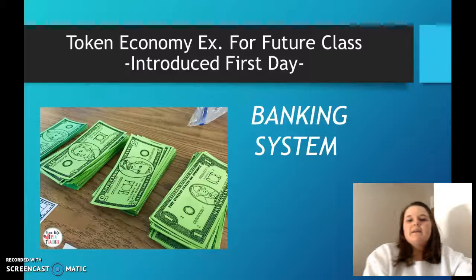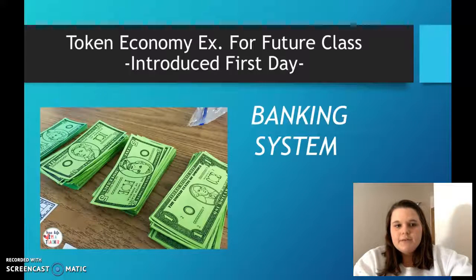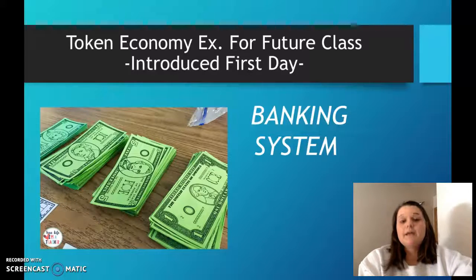And then the banking system is probably going to be primarily how I manage my classroom. It's a token economy that I actually learned about in my field experience tied to both of these classes. It's really, really cool, and what I found out was it really helped her class along, and she really didn't have much misbehavior problems because of the system.